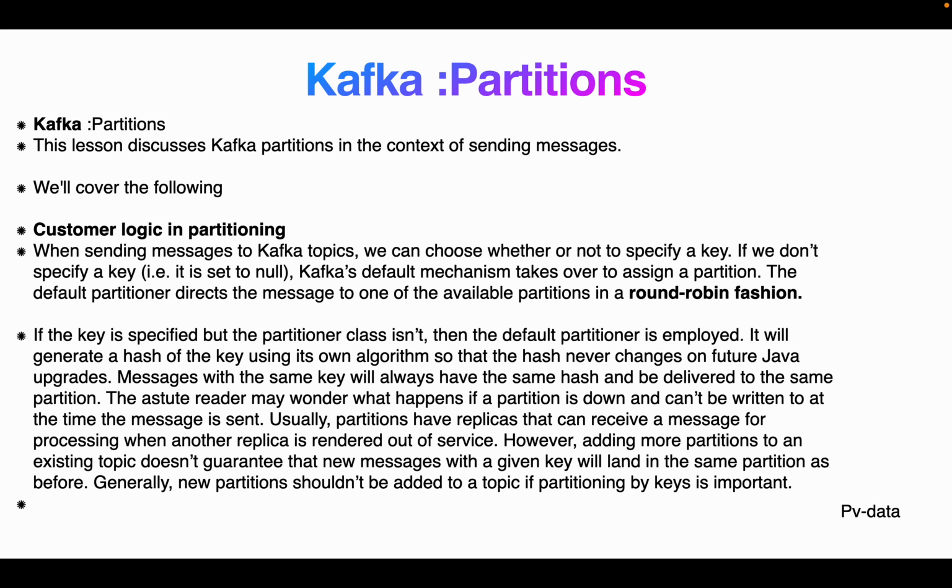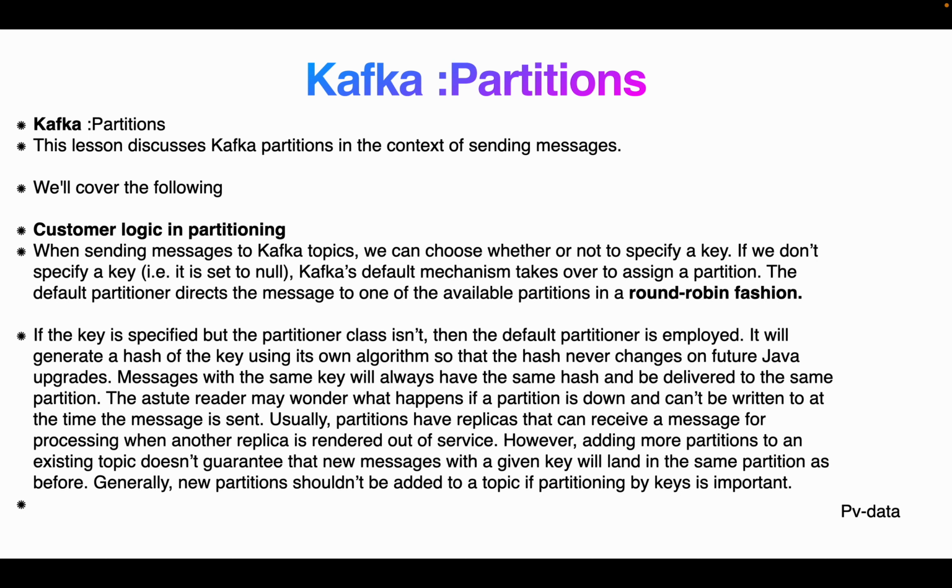Kafka partition. We are going to discuss partition in the context of sending messages, and we will cover custom logic in partitioning. When sending a message to a Kafka topic, we can choose whether or not to specify the key. If you don't specify the key, it's set to null. Kafka's default mechanism then assigns a partition. The default partitioner directs the message to one of the available partitions. It is called a round robin fashion.